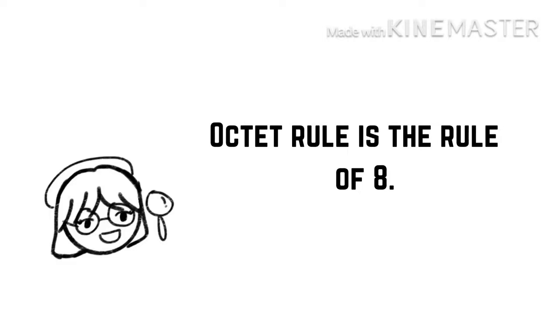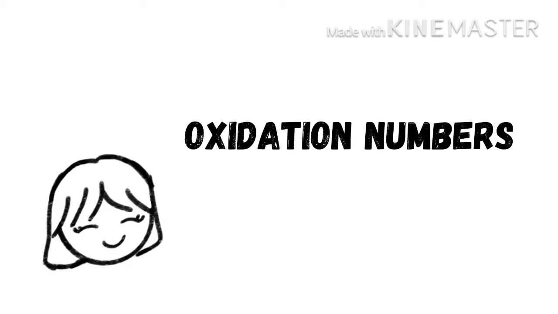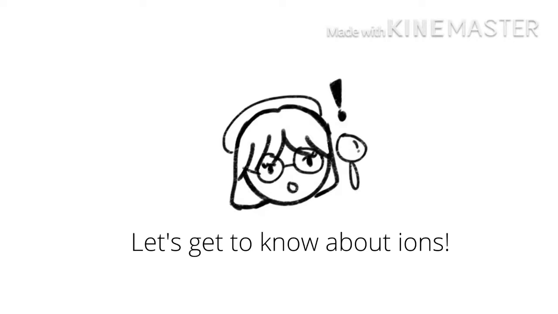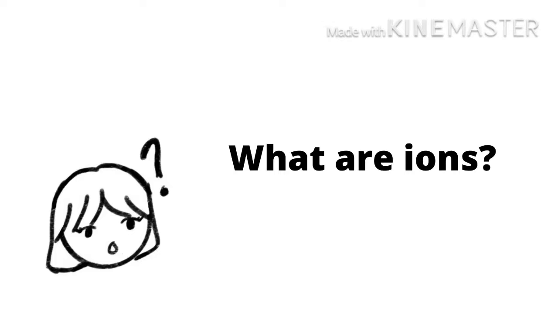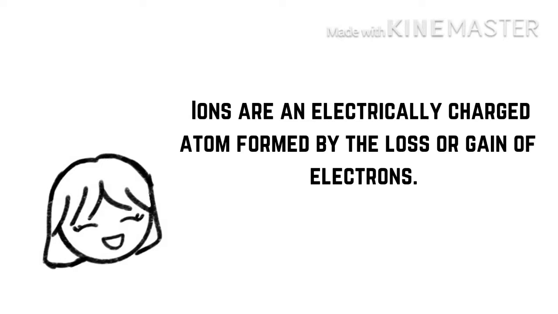Okay, now let's start with oxidation numbers. But before we start, let's get to know about ions. What are ions? Ions are an electrically charged atom formed by the loss or gain of electrons. Here are some keywords.